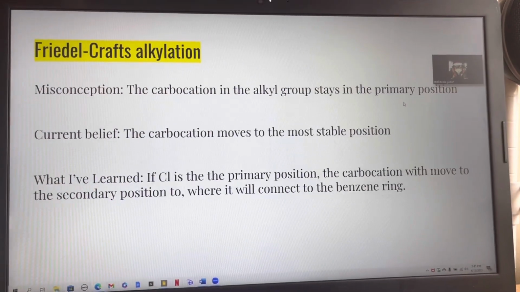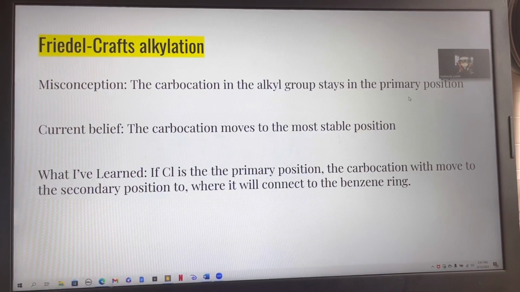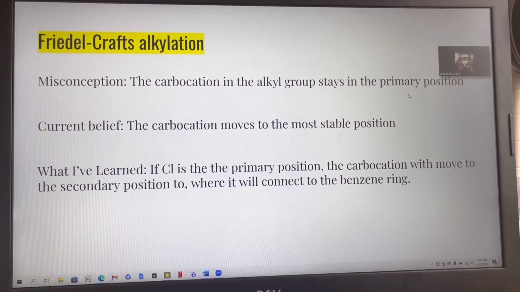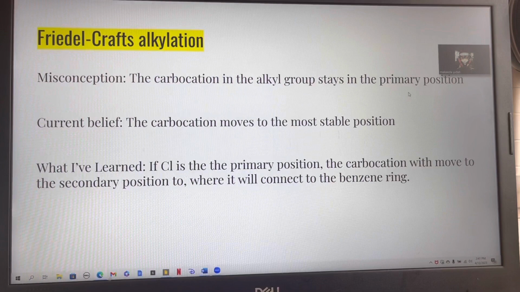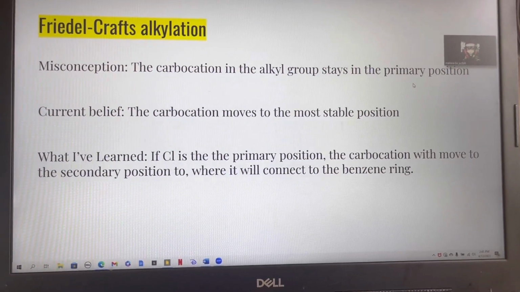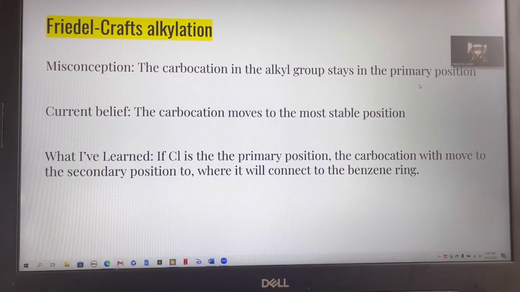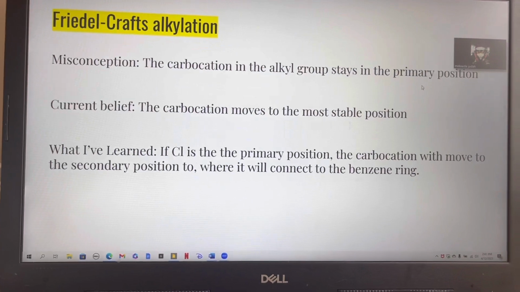Friedel-Crafts alkylation. The misconception about this is that the carbocation in the alkyl group stays in the primary position. The current belief is the carbocation moves to the most stable position, and I've learned that if the Cl is in the primary position, the carbocation will move to the secondary position where it would connect to the benzene ring.